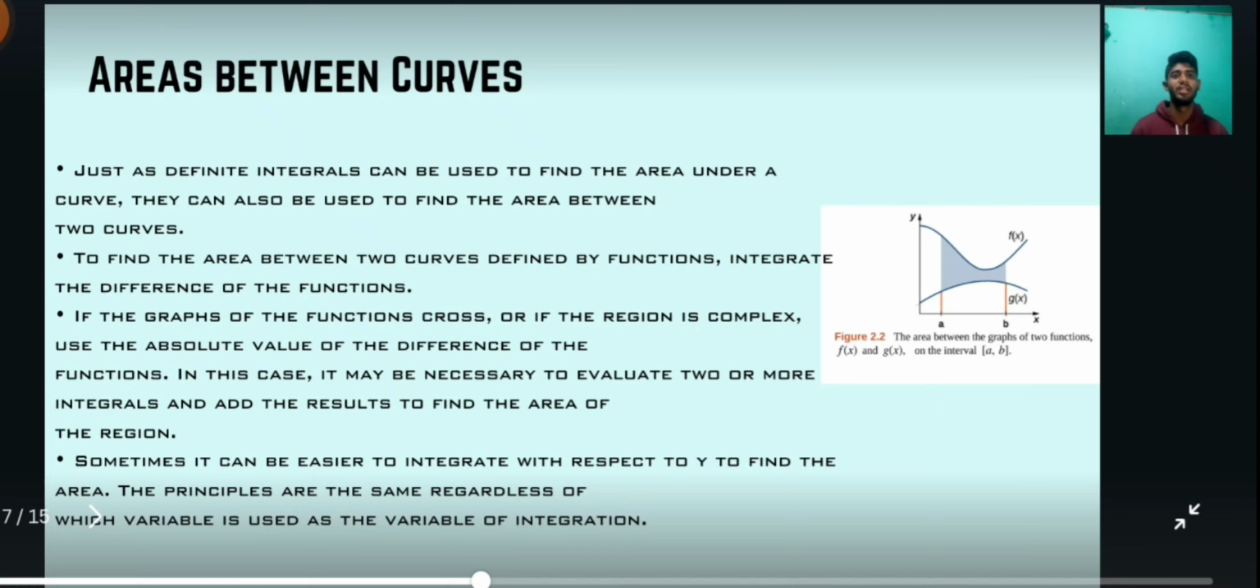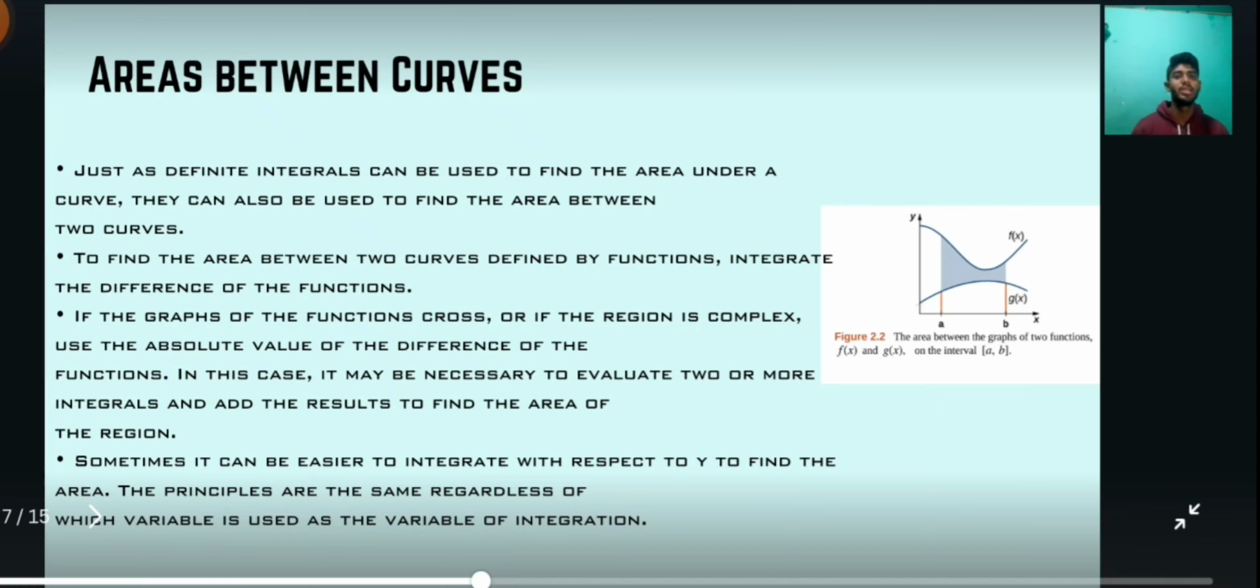Just as definite integrals can be used to find area under a curve, they can also be used to find the area between two curves. Means first we are using definite integrals to find area between one curve and an axis. Now we are going to find the area between two curves which lies on a particular axis. To find the area between two curves defined by functions, integrate the difference of the functions. If the graphs of the functions cross or if the region is complex, use the absolute value of the difference of the functions. In this case, it may be necessary to evaluate two or more integrals and add the results to find the area of the region.